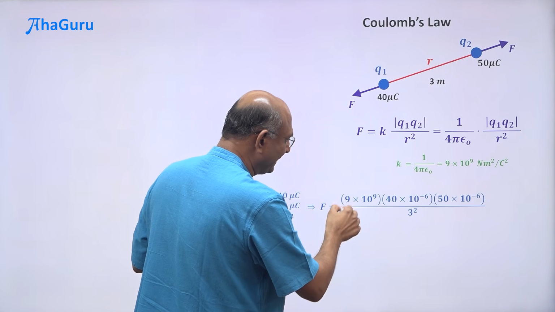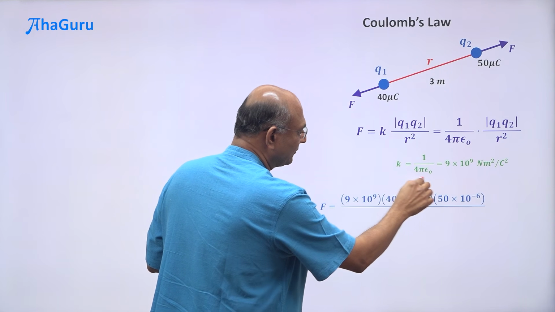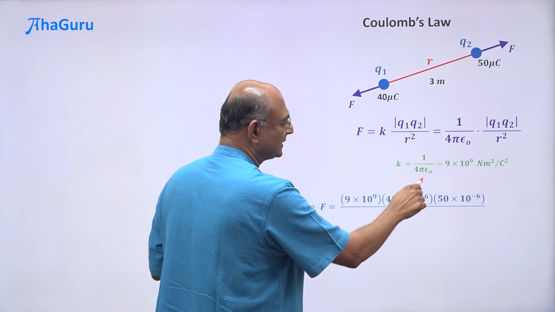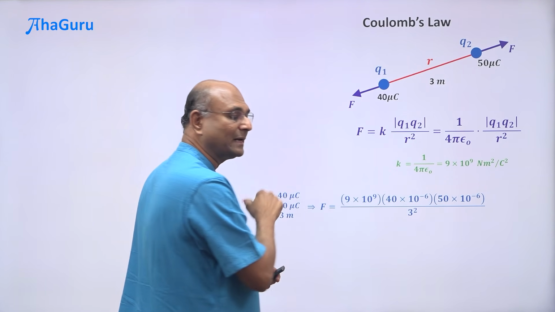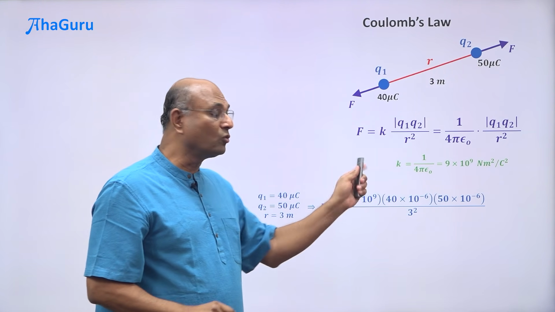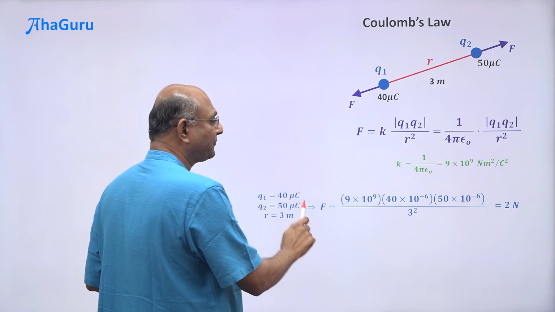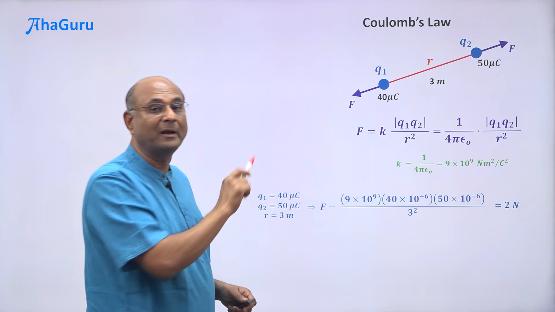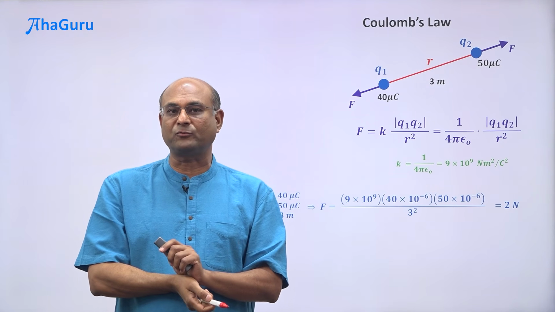3 square and 9 will cancel out. 40 into 50 is 2000. 10 power 9, 10 power minus 6, 10 power minus 6, that's going to give us 10 power minus 3. 2000 into 10 power minus 3, that is 2 newtons. So F is 2 newtons. So this is 2 newtons, that is 2 newtons. This formula only gives us the magnitude of the force.